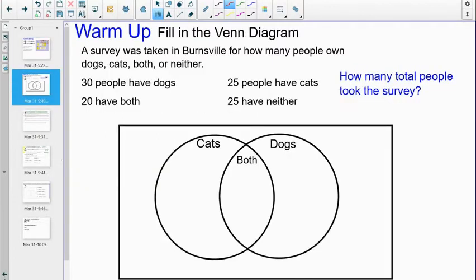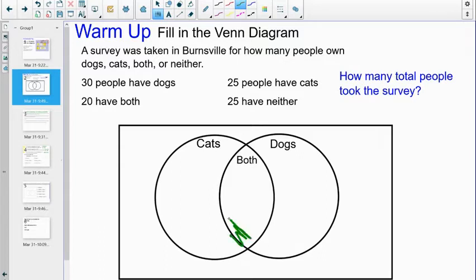So for our warm-up today, we're going to fill in this Venn diagram here. A survey was taken on how many people owned cats, dogs, both dogs and cats, or neither a dog nor a cat. Okay, so again, with these types of problems like Venn diagrams, you're going to want to work from the inside out. And what I mean by that is work from the inside of the Venn diagram out.